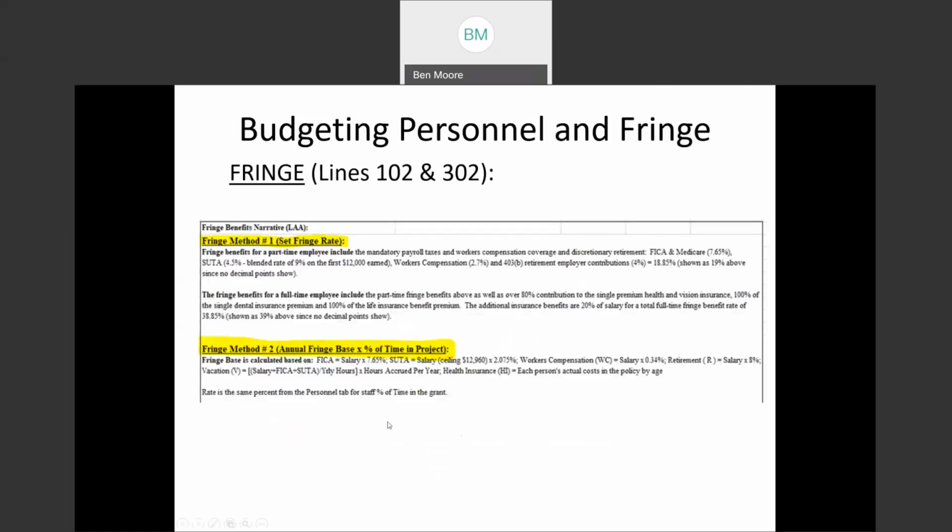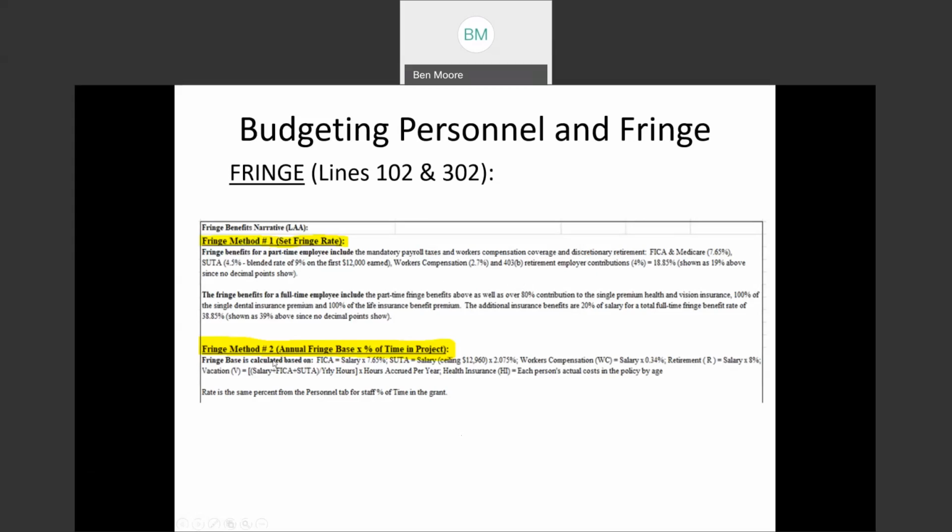And here is an example of a good narrative that would be included in the fringe benefits tab. Here, they clearly lay out that the fringe benefits for part-time employees include, they list all the items that it includes. They include the percentage of that employee's salary that is charged for each item that is included in fringe, and they just are very clear in how it's calculated. In this particular case, they have a category for part-time employees because the fringe is a little different, and clearly identify that for a full-time employee. And that is for the fringe benefit method number 1.